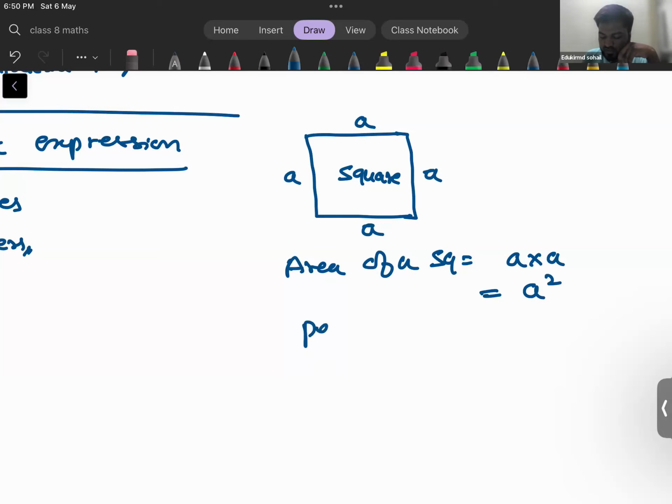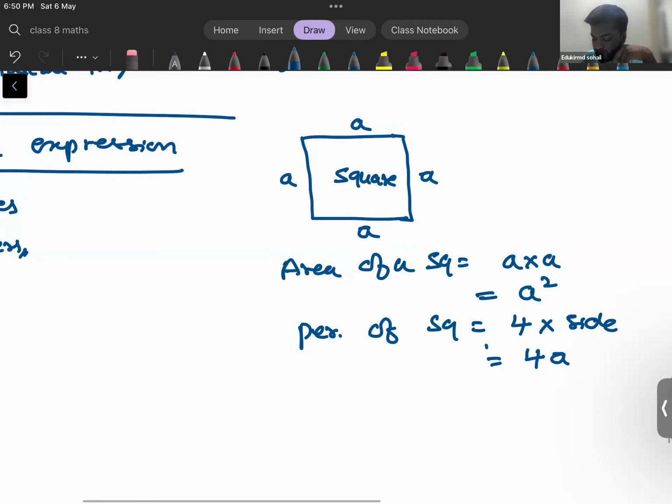Now, find me the perimeter of this square. We know that the formula to find the perimeter of a square is 4 into side, 4 multiplied by its side. So here in this case, the formula to find the perimeter of this square is 4a.